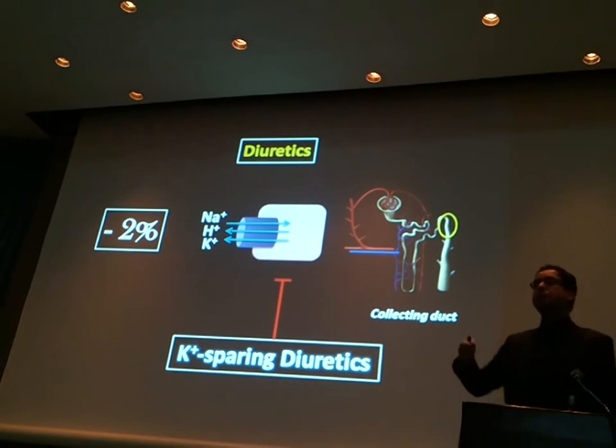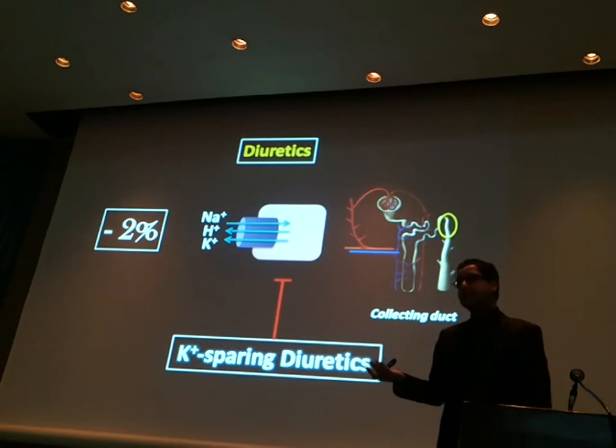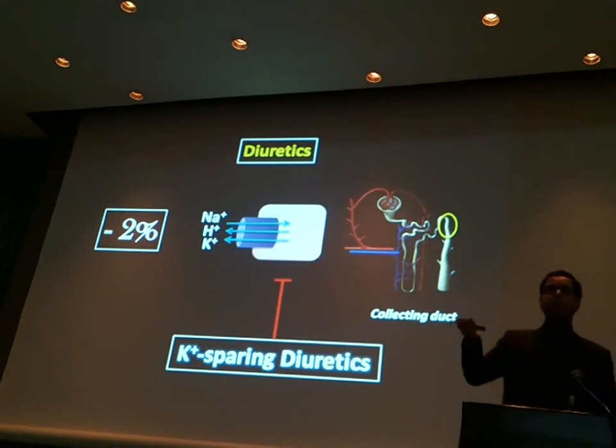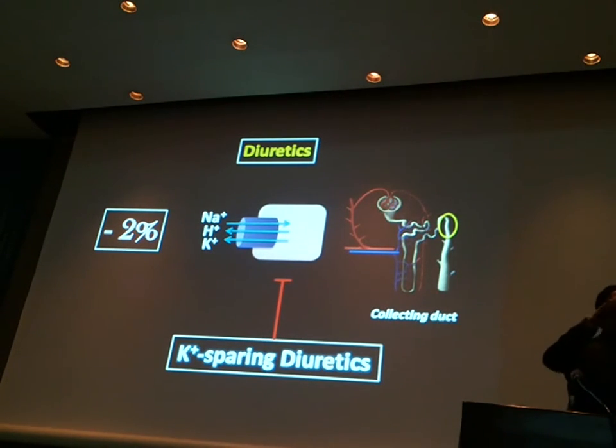But the question is, could you use them as monotherapy? No. You cannot use them as monotherapy because the effect is very minimal. What you could do is combine two diuretics at the same time, a potassium-sparing diuretic plus a loop or a thiazide diuretic, and that's just to prevent the occurrence of hypokalemia.